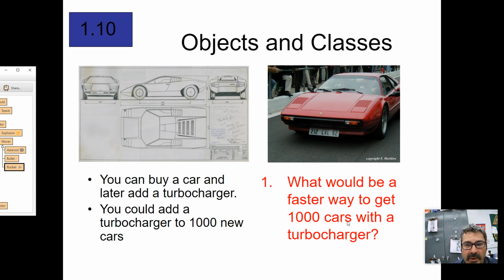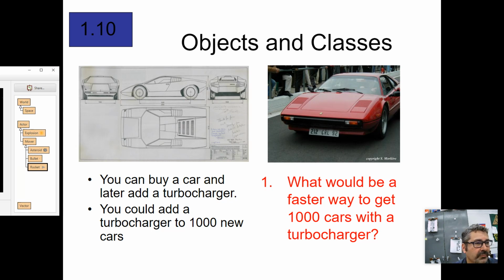All right, so let's jump back just to make sure you understand. What would be a faster way to get 1,000 cars with a turbocharger? You change the blueprint. That's what we just did. So we went to the Java source code. We changed the blueprint of the rocket. We turbocharged the gun reload time, made it faster. Hopefully that makes sense.